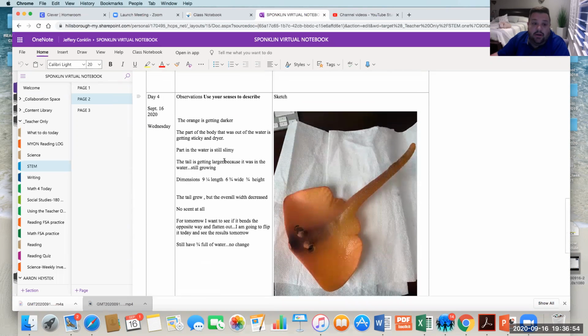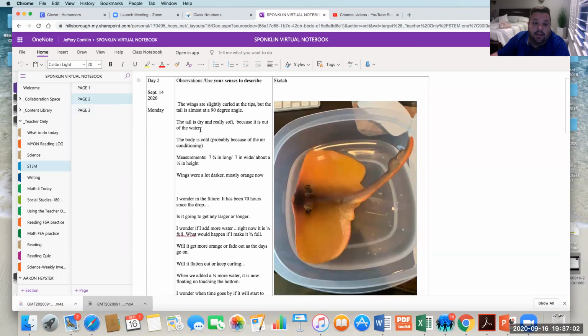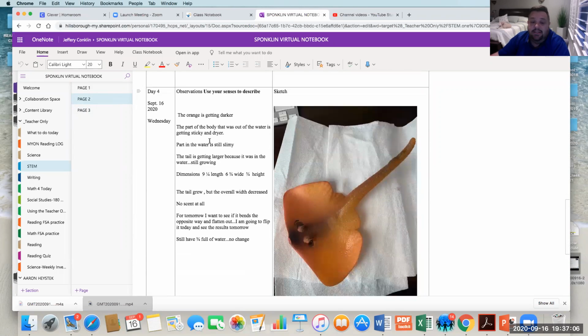Everybody should be on day 4 of their observation. You should have page 1 filled out totally. And on page 2, you should have observations in there for day 2, which is the 14th, day 3, which is the 15th, and day 4, which is the 16th. And here's the cool part.